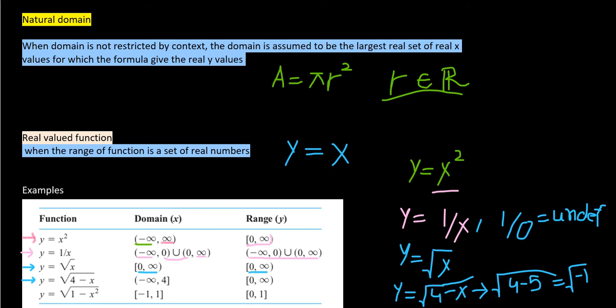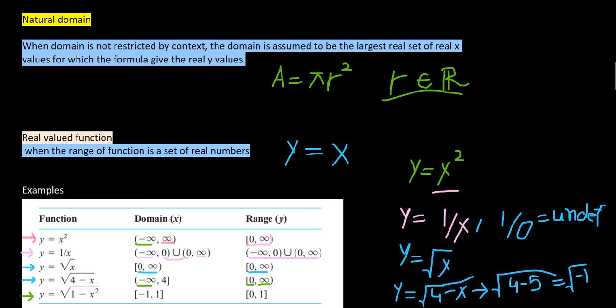So if we put 4, we will get an answer 0, and if we put any negative value, then we will get positive answers that truly lie in our range. So next and the last is y is equal to square root of 1 minus x square.